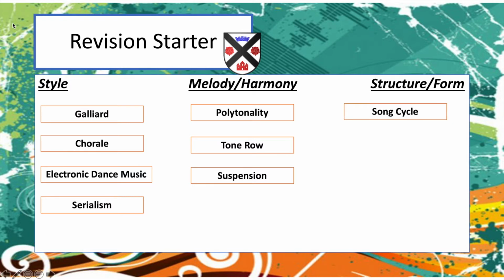Then for our structure form, we've got song cycle, and you should know that your song cycle is a selection of lieder or leader songs, which are obviously German songs accompanied by the piano, found a lot in our Romantic era. And all of those leader songs would be on the one theme, and it would make sense for them all to be put together in the one song cycle.